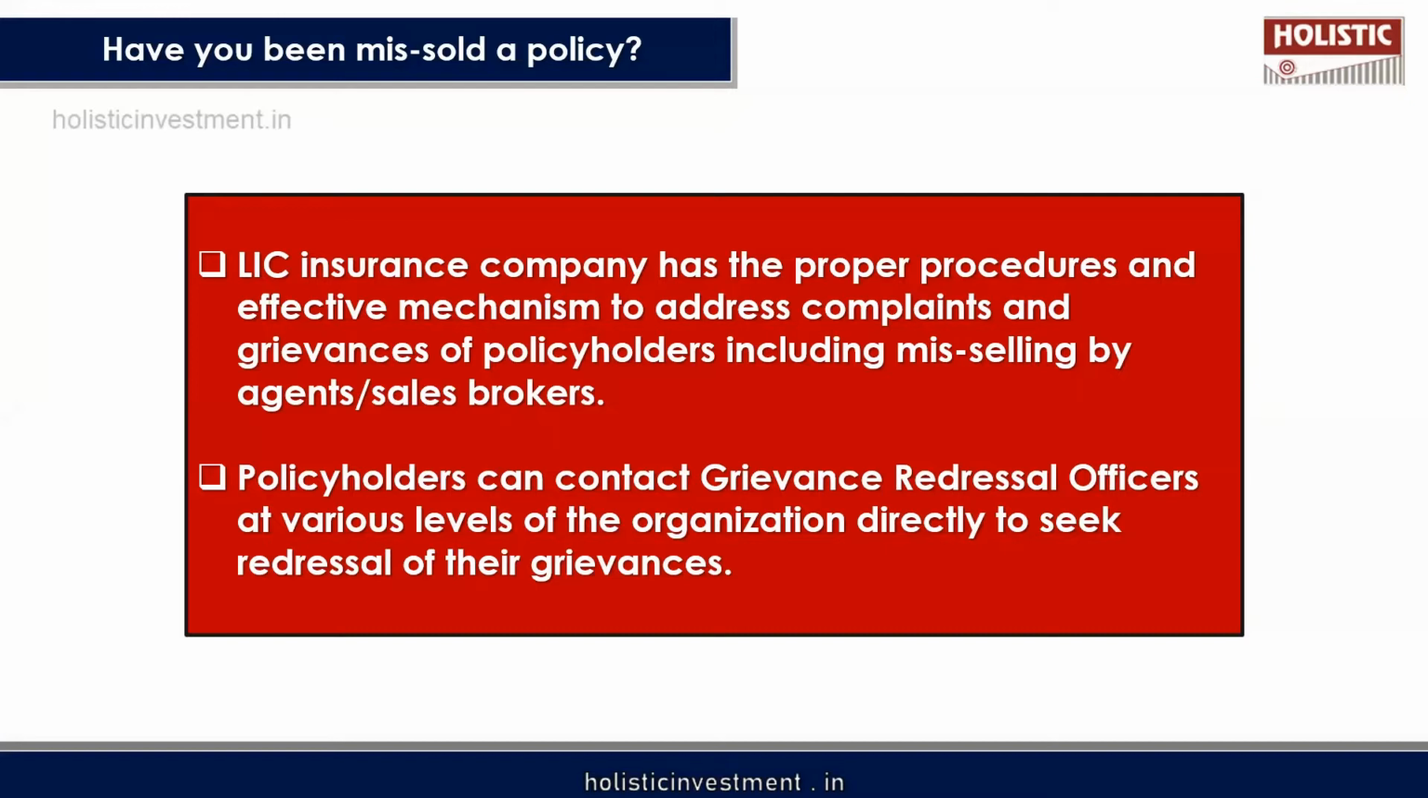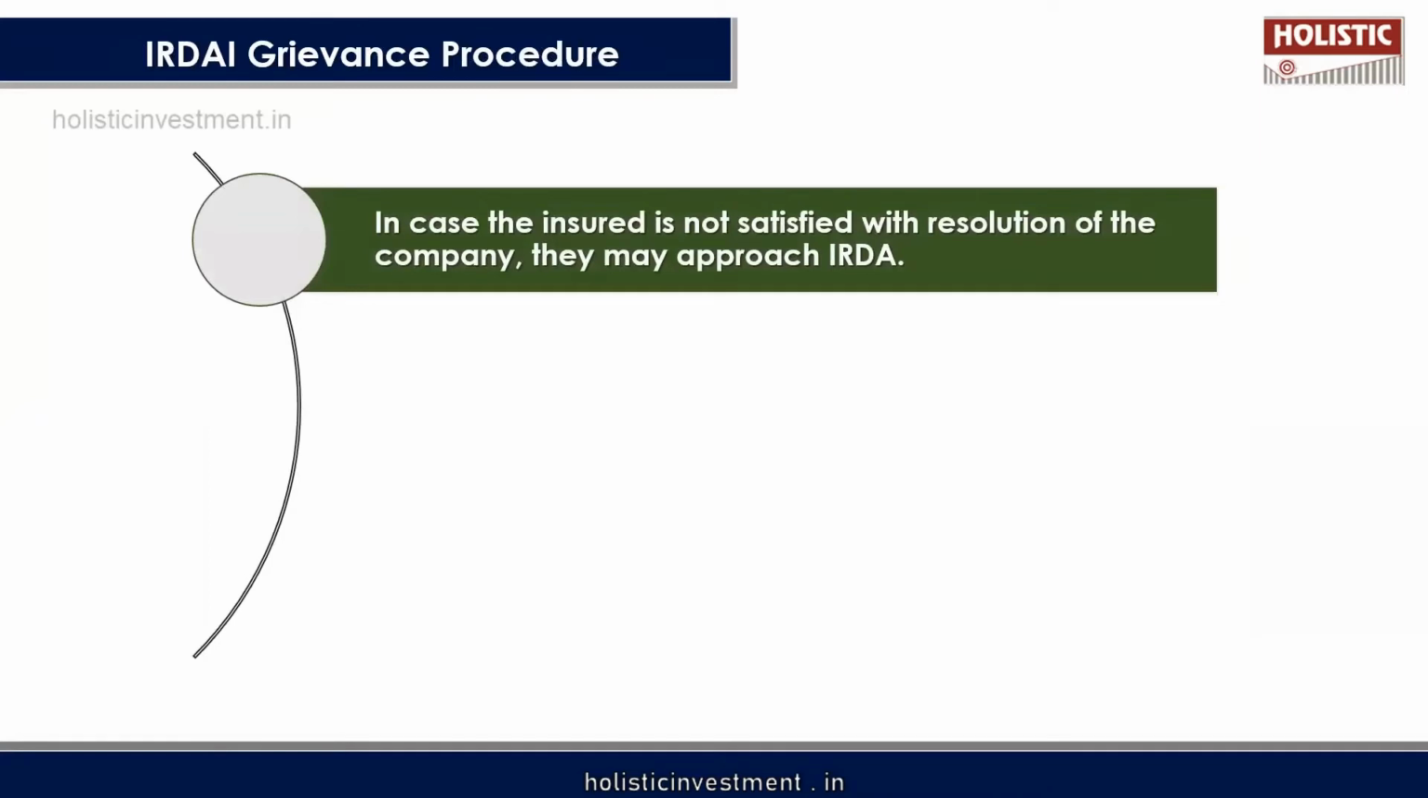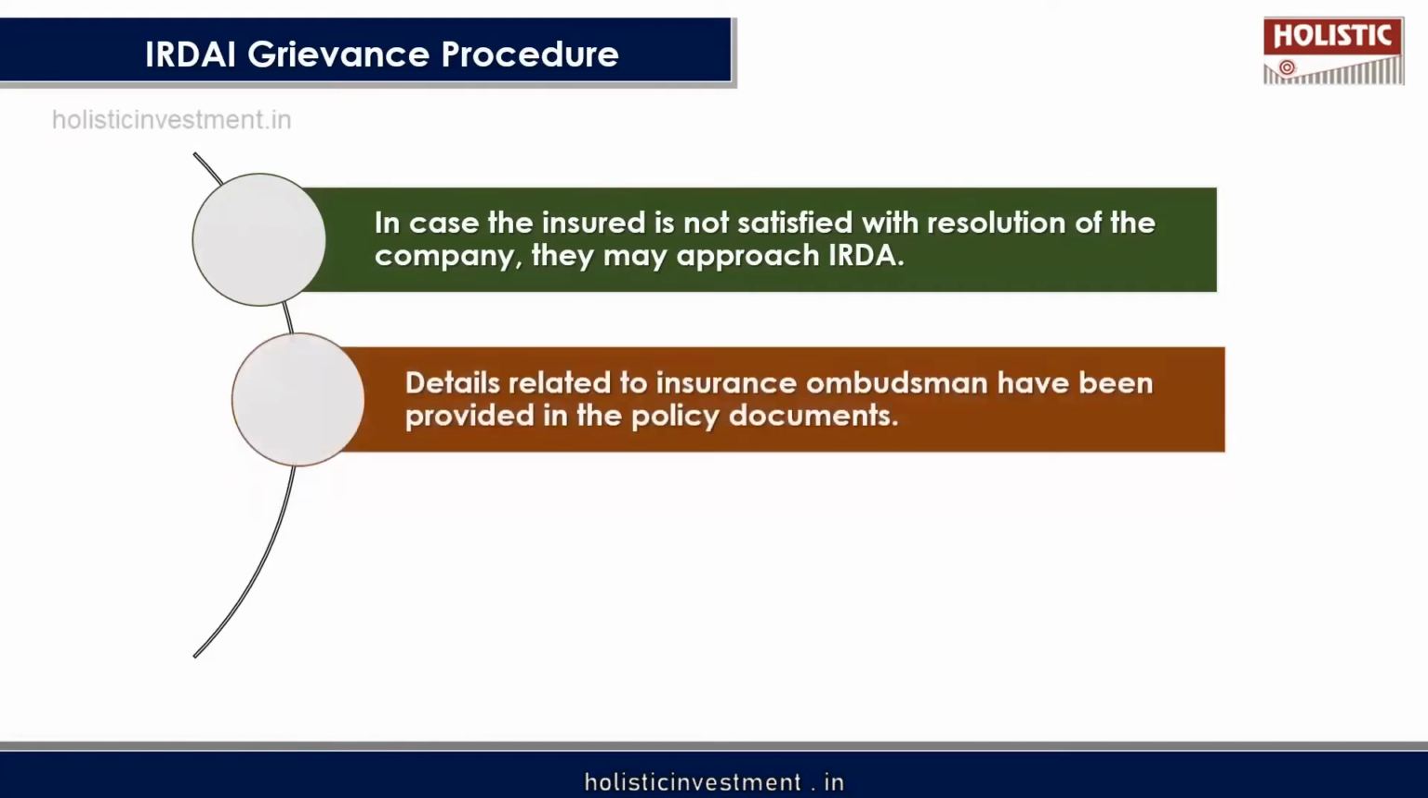Now, if the policyholder is not satisfied with the decision or resolution of the company, in this case, they may approach the Insurance Regulatory and Development Authority of India (IRDAI) of their state. Details related to this will be provided in the policy documents. The policyholder may approach the IRDA if insurance claims have been rejected or there has been a delay in settlement of the claim, or you have a dispute with regard to premium, etc.